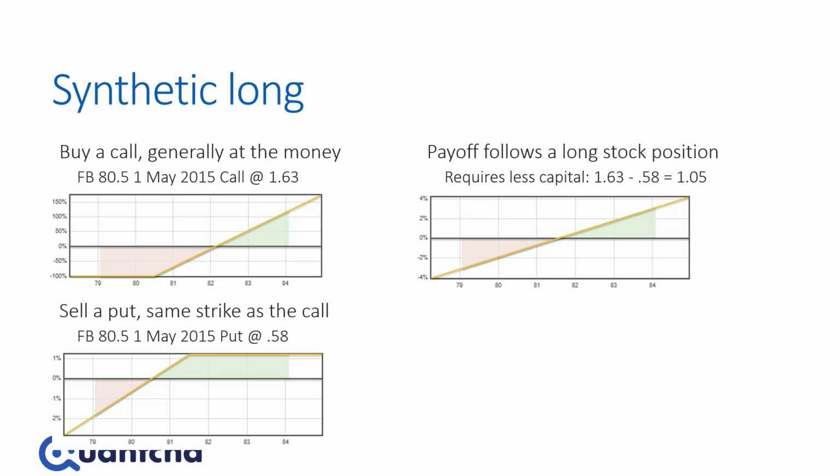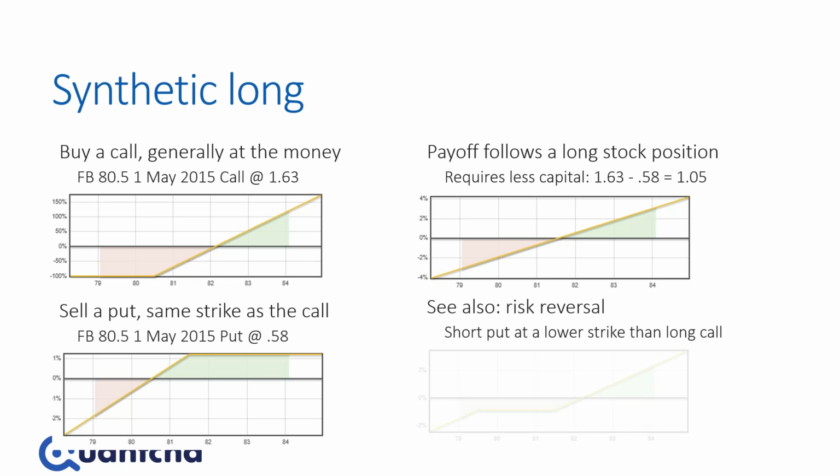Now, another thing to talk about here, just as a close cousin, is something called a risk reversal. A lot of people have heard of those or maybe constructed them as well. It's the same concept, except when you sell the put, you're selling it at a lower strike than the call. And there's a variety of reasons when you might want to do this.